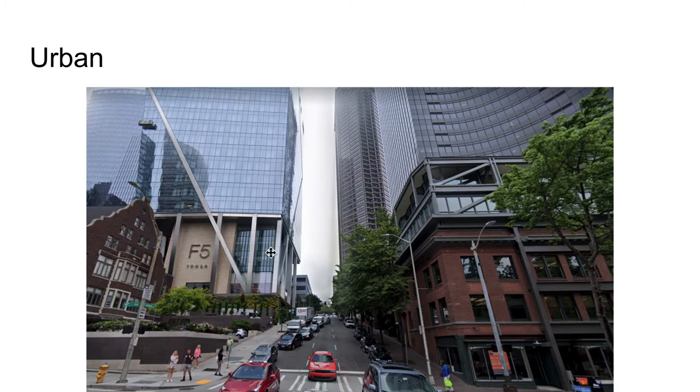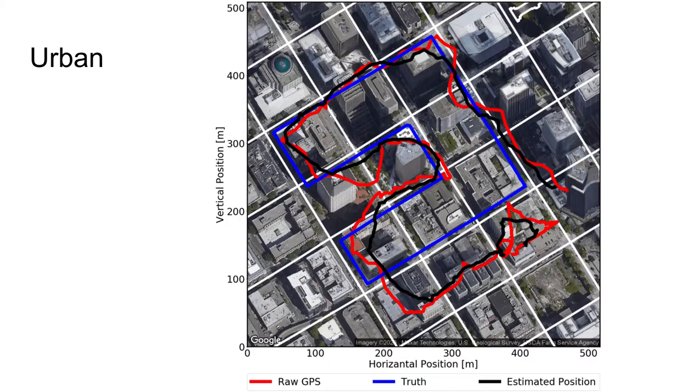And then finally, this last trial, which did not go very well, was a trial in an urban setting. So this is the Columbia Tower here, which is the tallest building in Seattle. A lot of skyscrapers in this route, and the GPS had absolutely no idea where it was. This is the same plot as on one of the first slides. So the estimated position here was a little bit better, but it still was very confused.